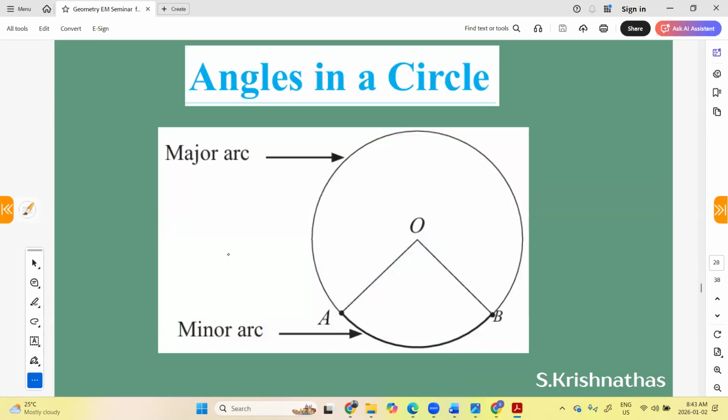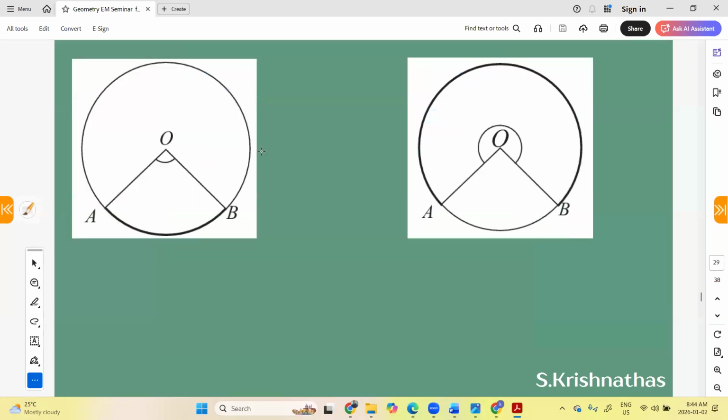Right, very important theorems, students, related to angles in a circle. Can you verify major arc, minor arc? Student, this one is major arc. The red color one is major arc. Now the red color one is minor arc. Okay, major arc, minor arc.